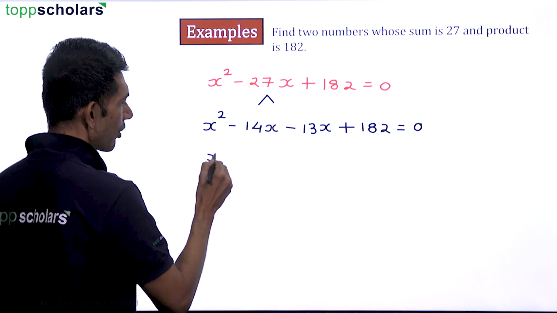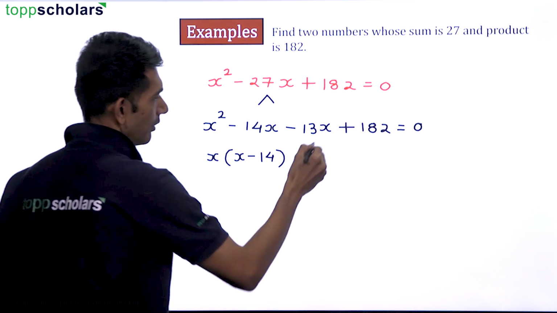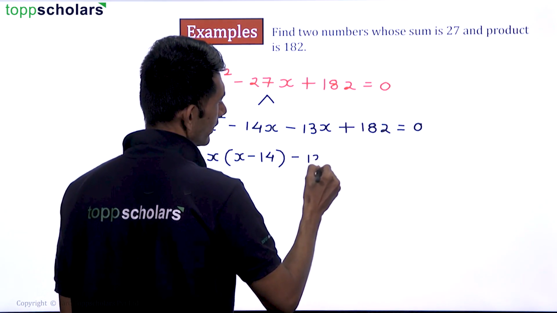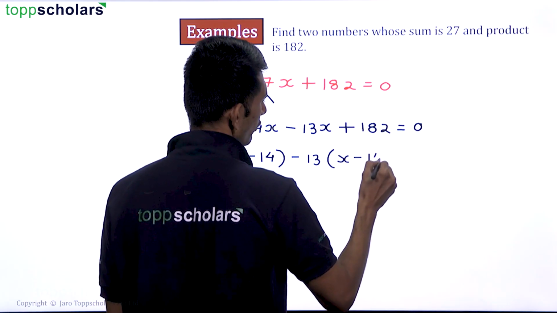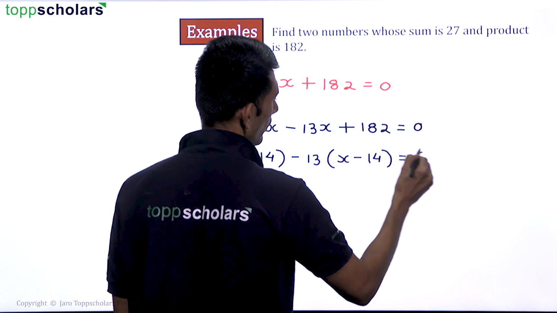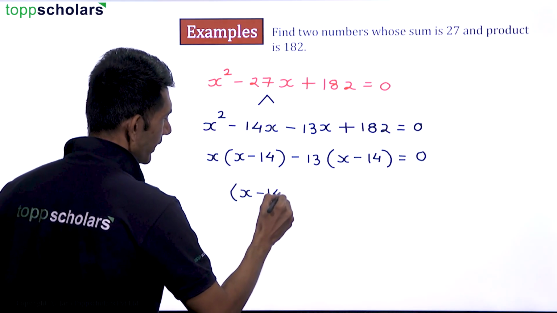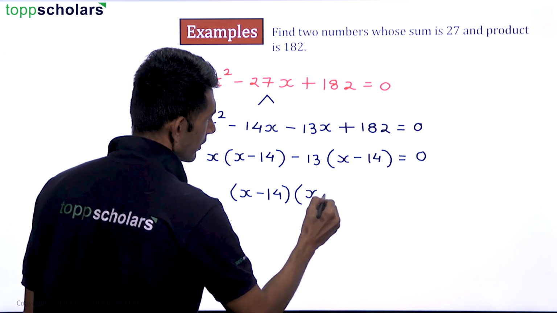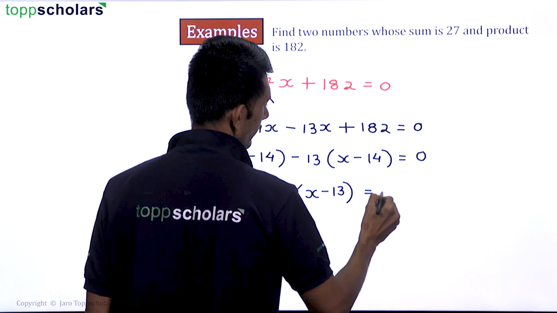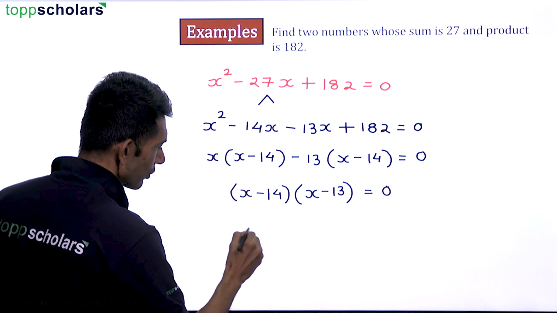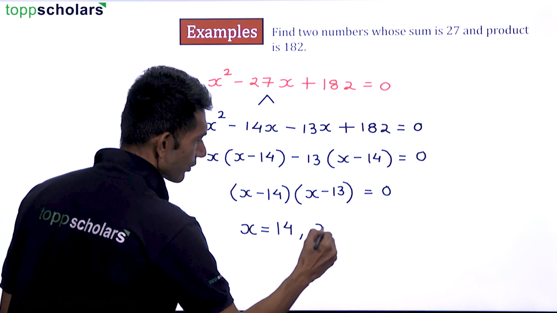From here I can take x common. I get x minus 14. From here I can take minus 13 common. Then again I get x minus 14. So I get two factors here, x minus 14, x minus 13, that is equal to 0. So I get x is equal to 14 or I get x is equal to 13.